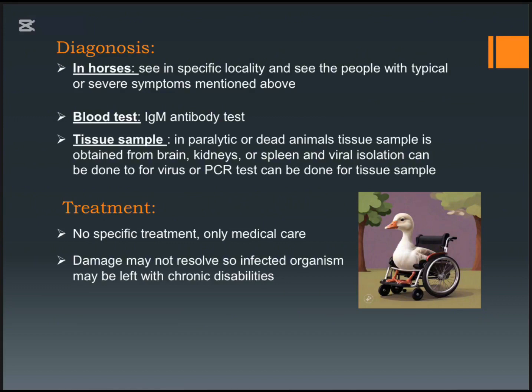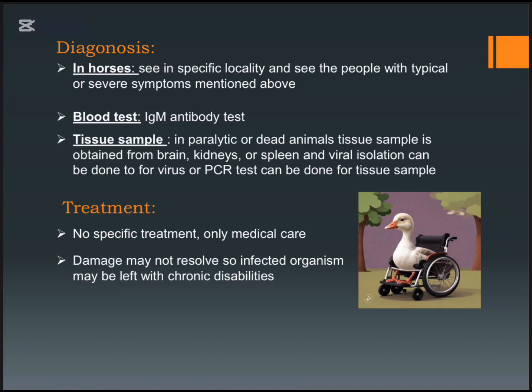In horses, it can be first seen in their behavior, and you can check the locality and see if the people have the typical symptoms of this virus or not. A blood test can be done, which is the IgM antibody test that can be used to detect the specific antigen. IgM antibody test is done at the initial stages of the infection. Later on, IgG antibody test can be done. Tissue samples can also be taken from organs of a dead or paralyzed animal; tissues of brain, kidneys and spleen can be used for virus isolation. PCR can also be done for tissue samples.